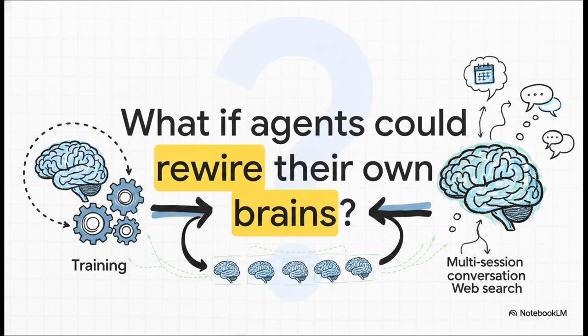So think about this. What if your AI agent could physically rewire its own brain right in the middle of a task? I know, it sounds a little sci-fi, but the line between training and inference is about to blur completely. Historically, we've treated these as totally separate phases. You train an agent, you deploy it, and then you interact with a frozen snapshot of its capabilities. And if you're a developer working on long horizon tasks, like multi-session chats or deep web searches, you know exactly how fast that frozen snapshot becomes a huge, frustrating bottleneck.